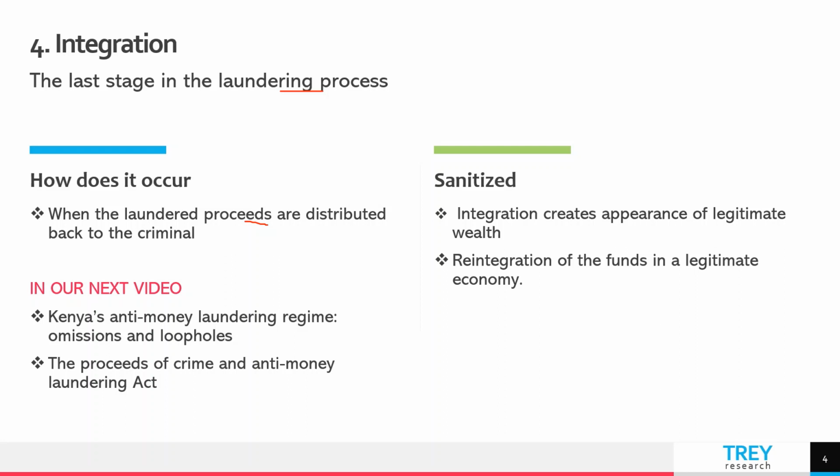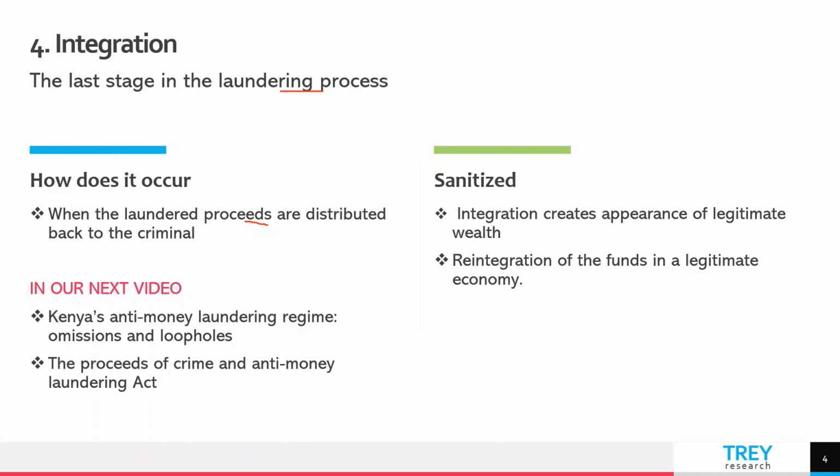Remember that we started out by Okello having 100 million from corruption, and that money somehow found itself into the financial system, and then under the process of layering, it was distributed in several accounts. Many transactions were made to make it so distant from Okello that he does not appear to be the original owner of that 100 million.